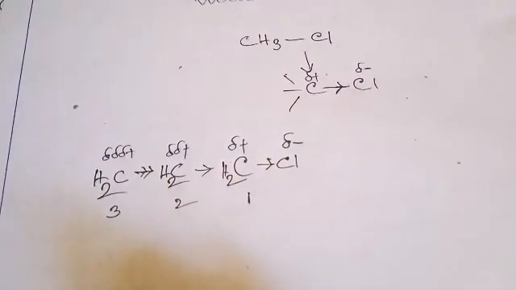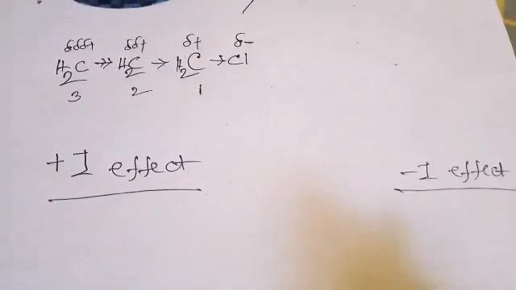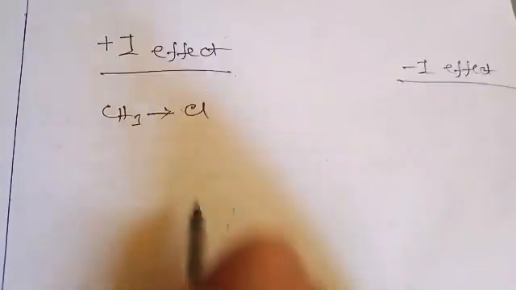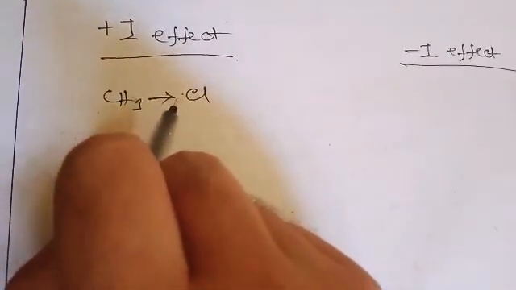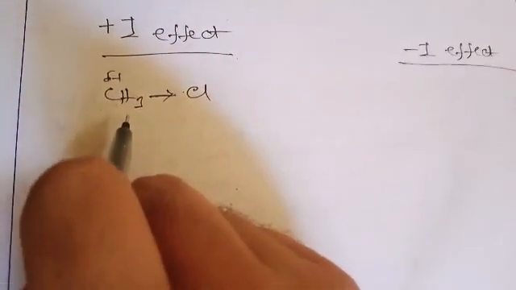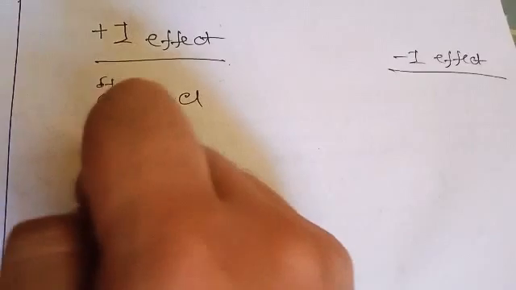Now we can broadly categorize the inductive effect into two parts, that is the plus I effect and the minus I effect. So what is the plus I effect and what is the minus I effect? If I again consider this compound, CH3Cl, we all know that this bonded pair of electrons is pulled towards chlorine due to the greater electronegativity of chlorine. On the other hand, we can also say that this bonded pair of electrons is repelled by this carbon, and so it is pulled away from this carbon. Therefore, a partially positive charge is generated. This power of repelling the electron pair is called the plus I effect. That is, this carbon is showing the plus I effect.